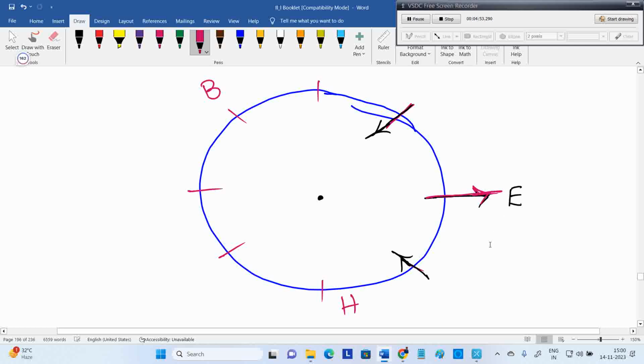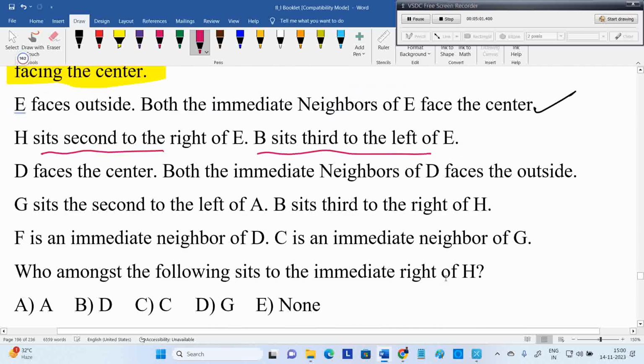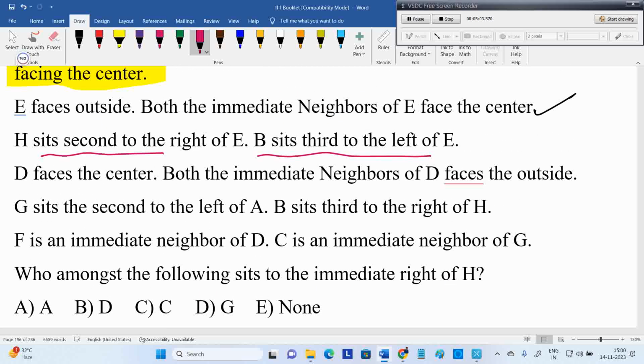We already discussed in the previous session how to arrange. Then we have to go for the connected or related information. So related to B, H, E, this is D. D is not related to BHE. Here I have B. B sits third to the right of H. H third right is B.